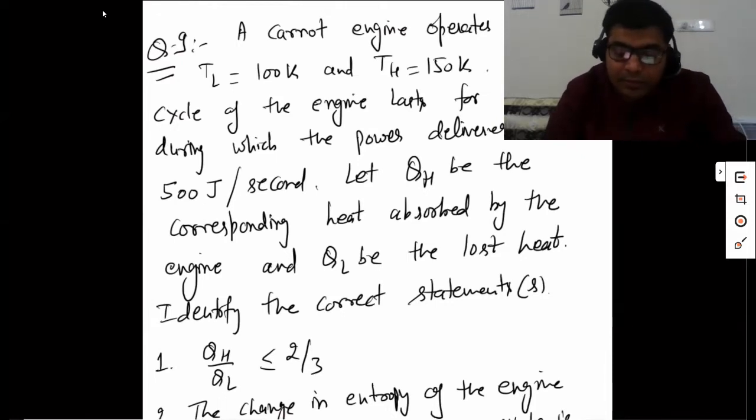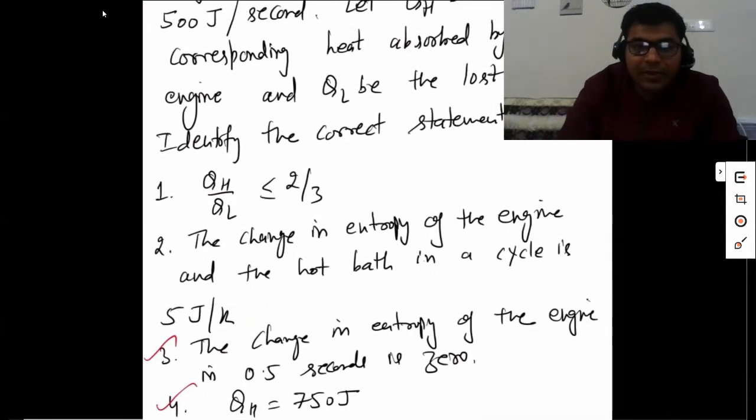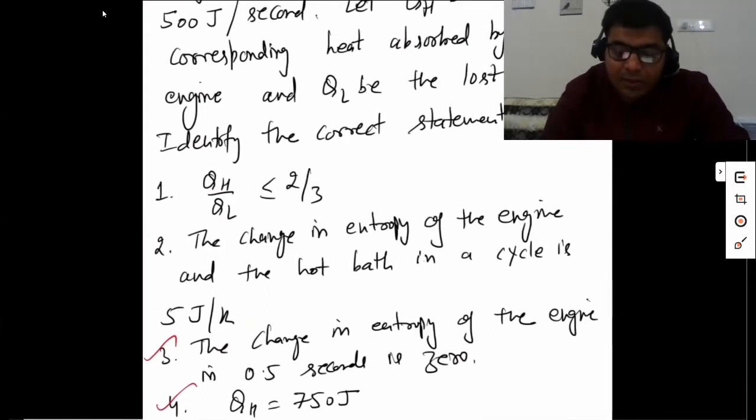So let QH be the corresponding heat absorbed by the engine and QL be the lost heat. Identify the correct statements. So it's MSQ, multiple correct answers could be there. These are the different options given. QH by QL less than or equal to 2 by 3, and the change in the entropy of the engine and the hot bath in a cycle is 5 joule per Kelvin. The change in entropy of the engine is 0, and the fourth one is. So according to me, third and fourth are the correct answer.